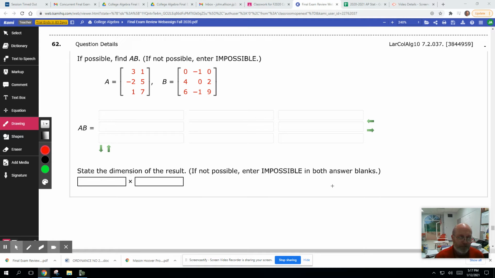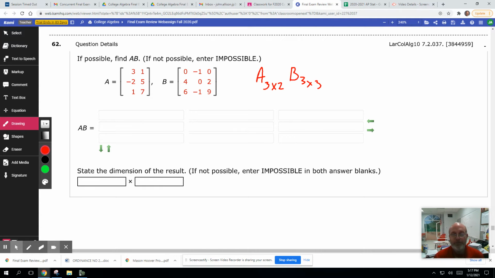This is UALR final exam for college algebra, problem number 62. It asks us, if possible, to find the matrix AB, multiplying A times B. Recall that when we multiply A times B, we have to look at the dimensions to see if this is possible. Here we have A is a 3 by 2 matrix, and B is a 3 by 3 matrix.